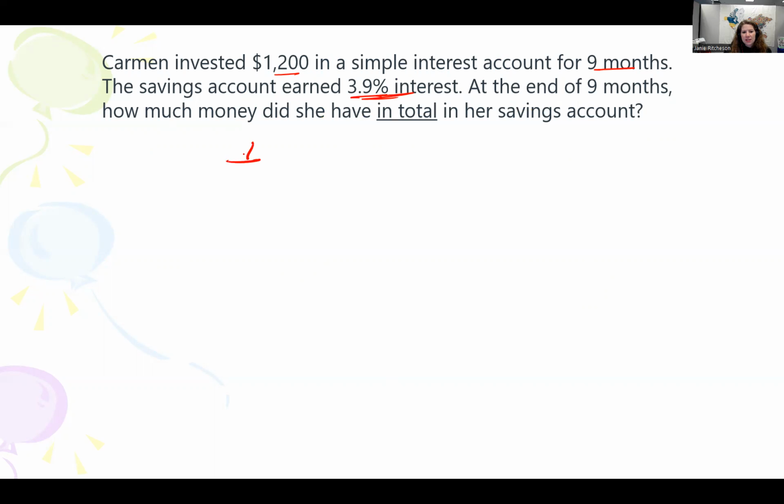All right, so interest is the principal times the rate times the time. So we don't know the interest, but we know the principal is $1,200 times our rate of 0.039. And then 9 months. So we're going to do 9 over 12.